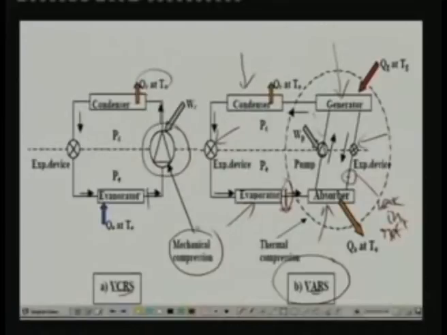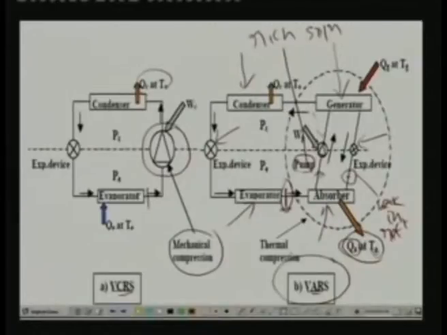Since the absorption process is an exothermic process, heat is rejected to the atmosphere at temperature T0, and this is the amount of heat rejected during this process. So, the weak solution and refrigerant vapor are combining, and heat is rejected. As a result of this mixing, what you have is a rich solution. Rich solution means rich in refrigerant. Now, this rich solution is pumped to the condenser pressure using a solution pump.